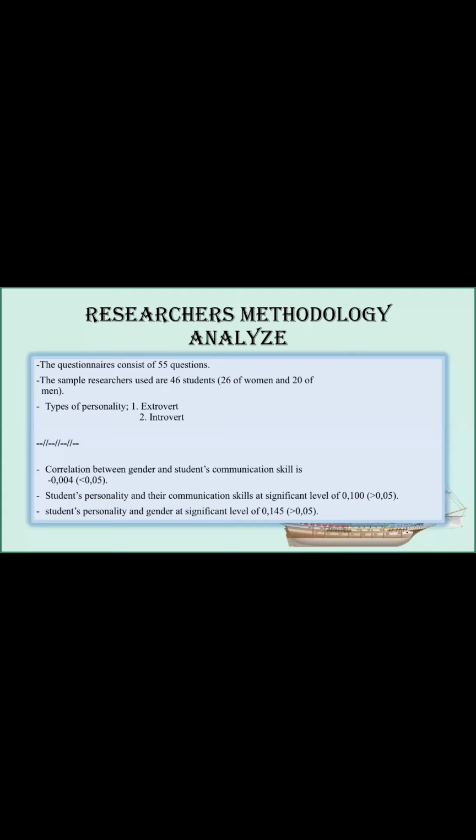So that means there is not any significant correlation between students' communication, students' personality, and gender on their academic speaking skills achievement. And as a result, it can be said that student personality and gender will not affect their communication skill.